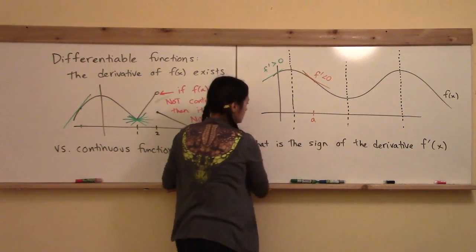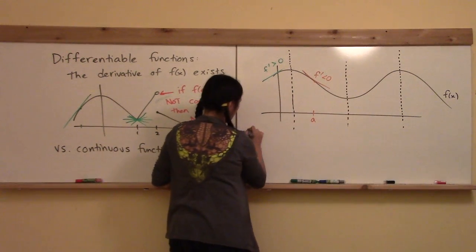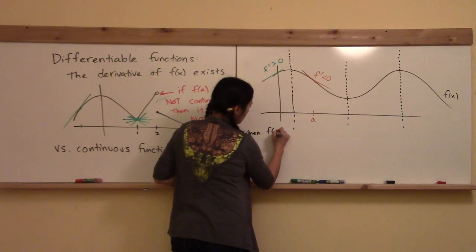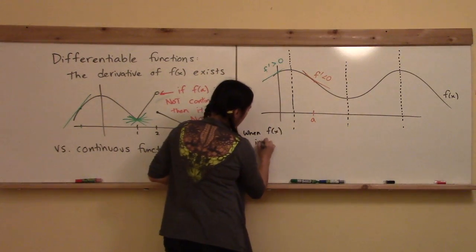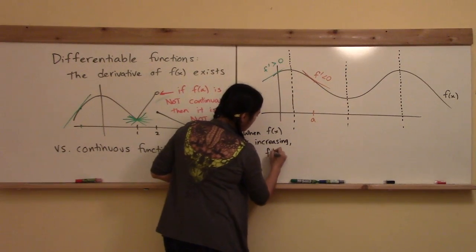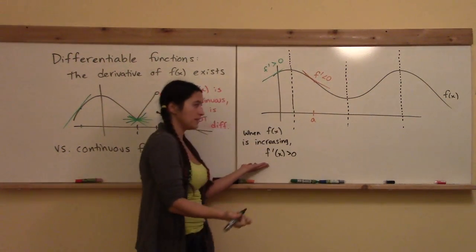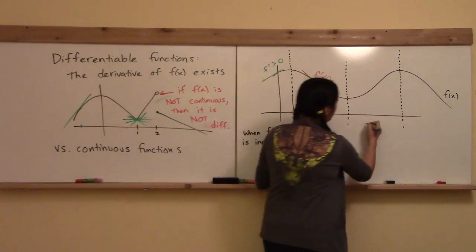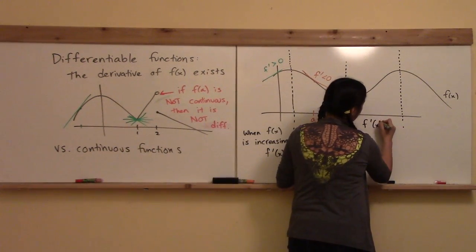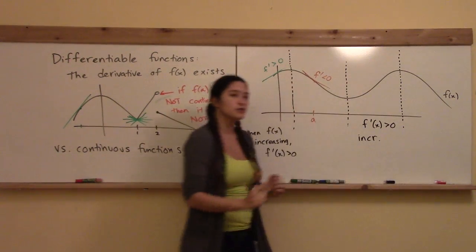function is increasing, the derivative will be positive. So let me write that down. When f of x is increasing, we will say the derivative, f prime of x, is greater than 0. And that's happening here, and it's also happening over here. So I think f prime of x is greater than 0 here too, because the function's increasing.